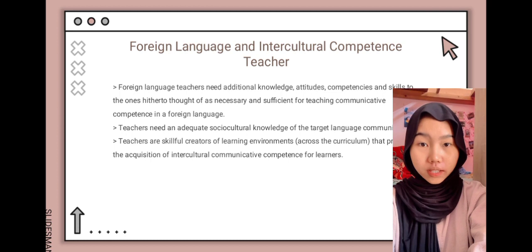Well, in short, teachers of intercultural communicative competence also need to be familiar with basic insights from cultural anthropology, cultural learning theory, and intercultural communication. They must be willing to teach intercultural competence and must know how to do so.